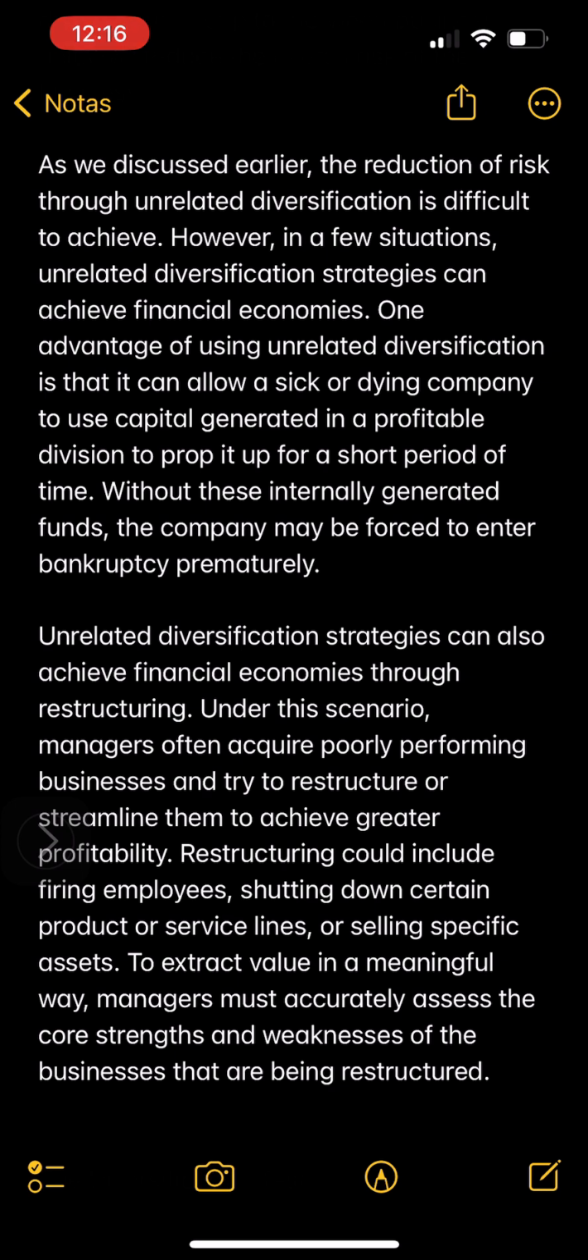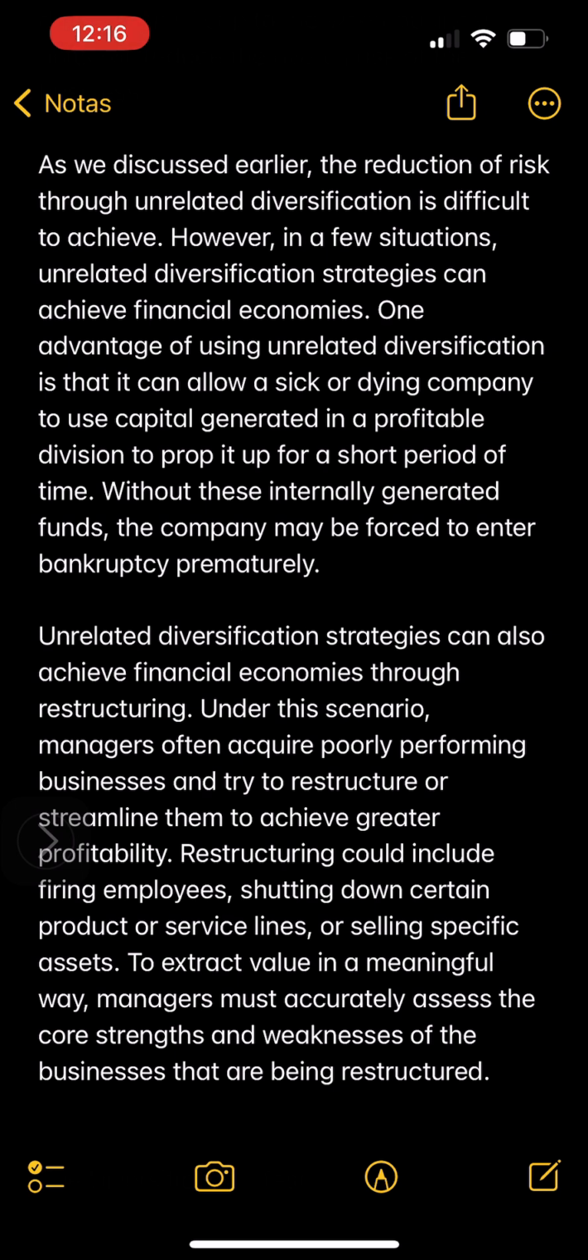Unrelated diversification strategies can also achieve financial economies through restructuring. Under this scenario, managers often acquire poorly performing businesses and try to restructure or streamline them to achieve greater profitability. Restructuring could include firing employees, shutting down certain product or service lines, or selling specific assets. To extract value in a meaningful way, managers must accurately assess the core strengths and weaknesses of the businesses that are being restructured.